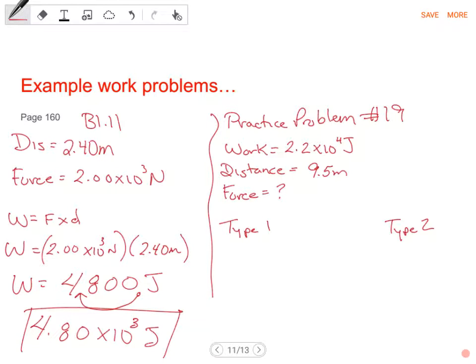Fairly simple and straightforward answer there. The other question I wanted to show you here is where they want you to solve for force. And we know that work equals force times distance. I want to show you 2 ways of doing this. The first type, type 1: work equals force times distance. Your work is 2.2 times 10 to the 4 joules equals force times 9.5 meters.